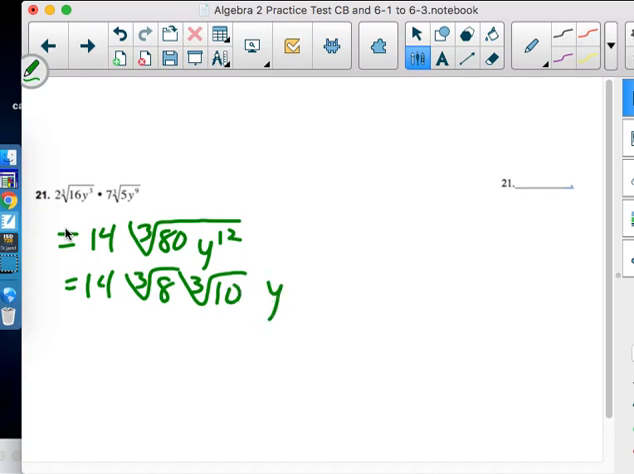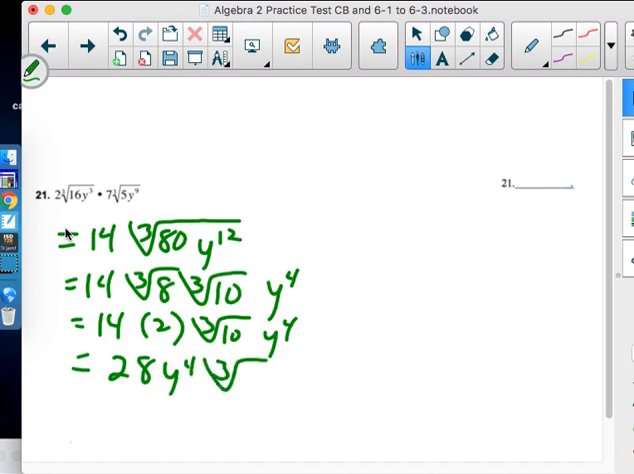And then the cubed root of y to the 12th, we could do our division. 12 divided by 3 is 4. And then we'll have 14 times 2, because the cubed root of 8 is 2. And then we'll have cubed root of 10, y to the 4th. Pretty stuff out front. So we have 14 times 2, which is 28, y to the 4th, cubed roots of 10. And that is the end of the practice test.